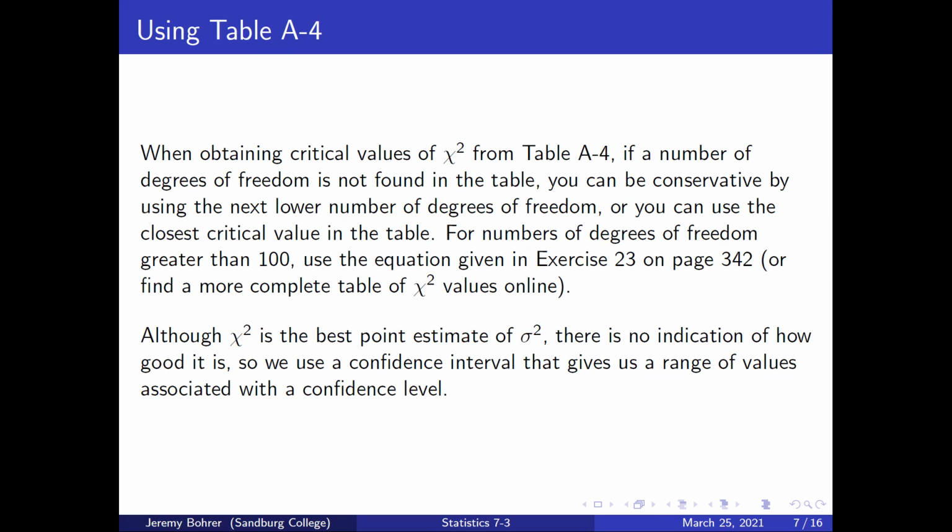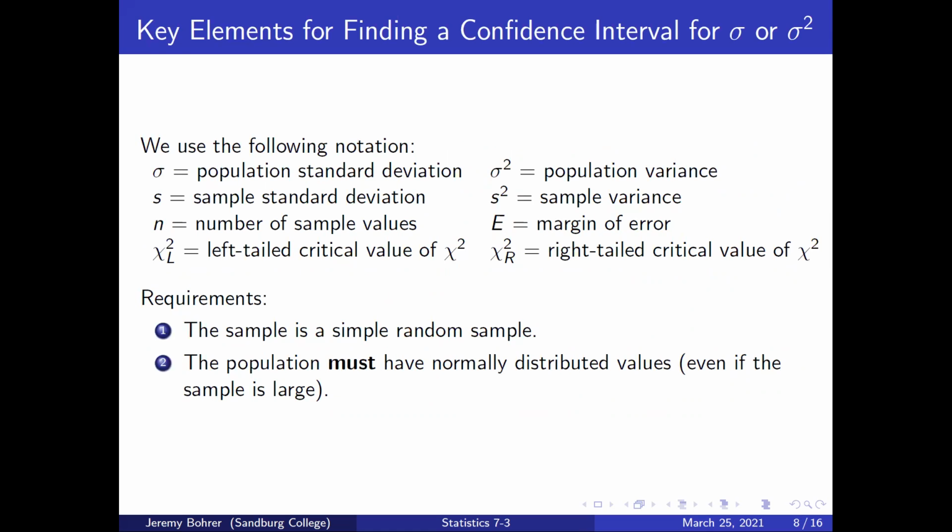Although s squared is the best point estimate of sigma squared, there is no indication of how good it is. So we use a confidence interval that gives us a range of values associated with a confidence level. We use the following notation. Sigma equals population standard deviation, sigma squared equals population variance. S equals the sample standard deviation, and s squared is the sample variance. N is equal to the number of sample values. E is the margin of error.